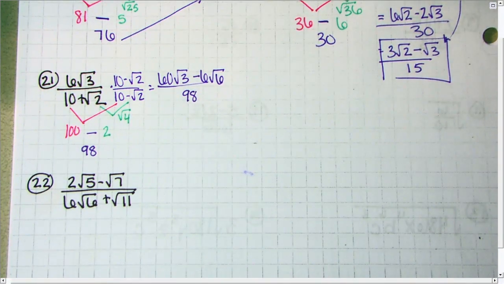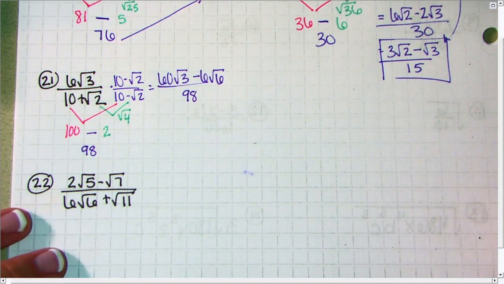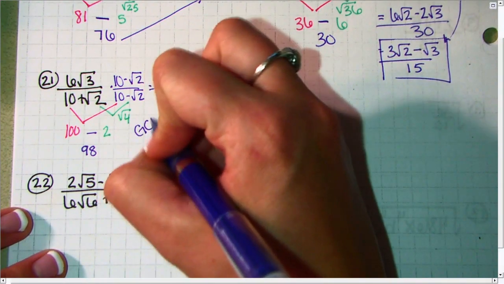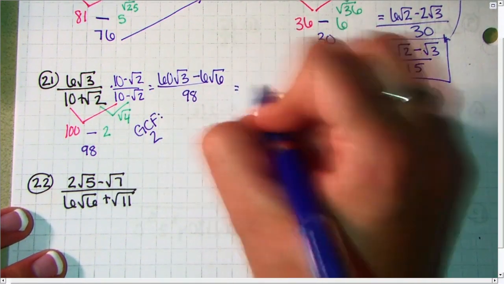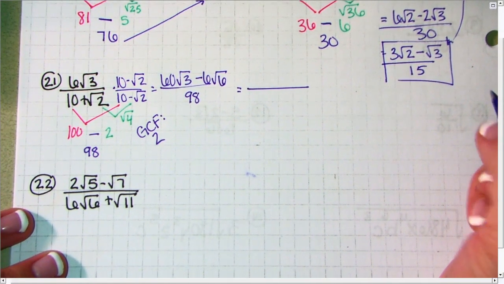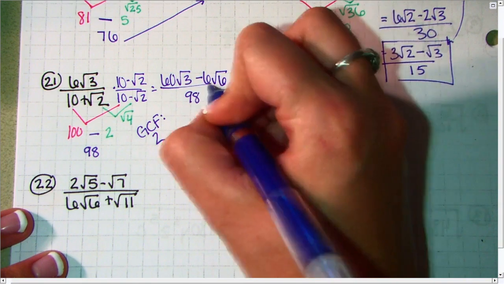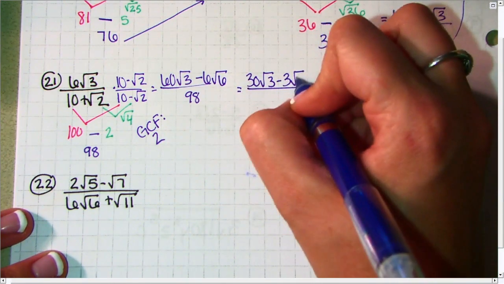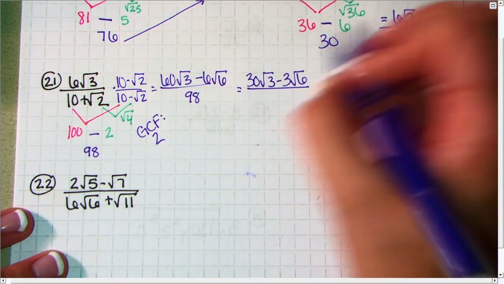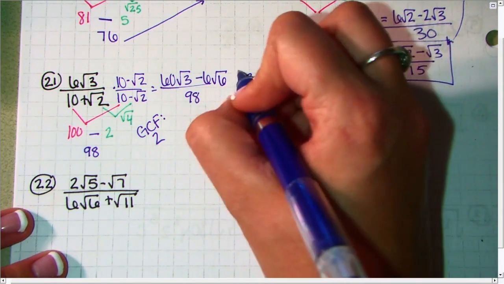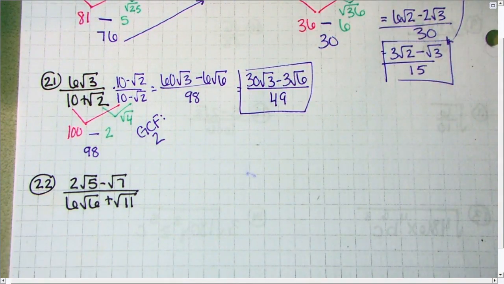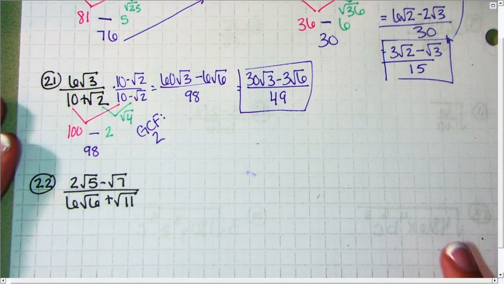Hopefully we can recognize that all of those are even. So my GCF in this case is 2. When I pull a 2 out of the numerator, 60 divided by 2 is 30. Negative 6 divided by 2 is negative 3. And then 98 divided by 2 is 49. From here, there's nothing else that can simplify into 49, so you're finished.